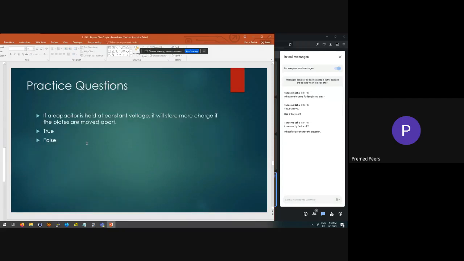So practice question. If a capacitor is held at a constant voltage, so I'm keeping V a constant, will it store more charge if I move the plates further apart? Yes or no?